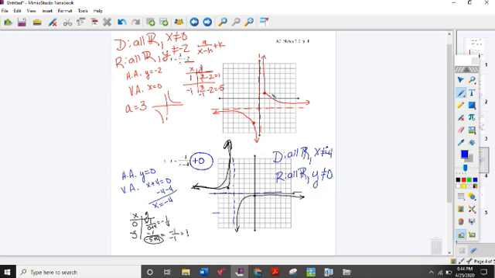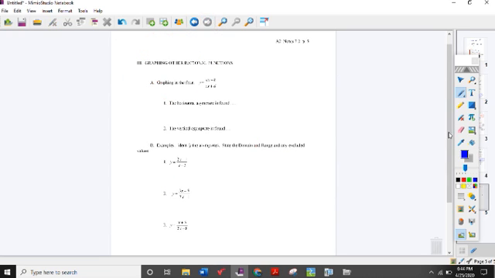All right. Let's see, I think the next part is graphing other rational functions. Yeah, so I will stop here for part 2.